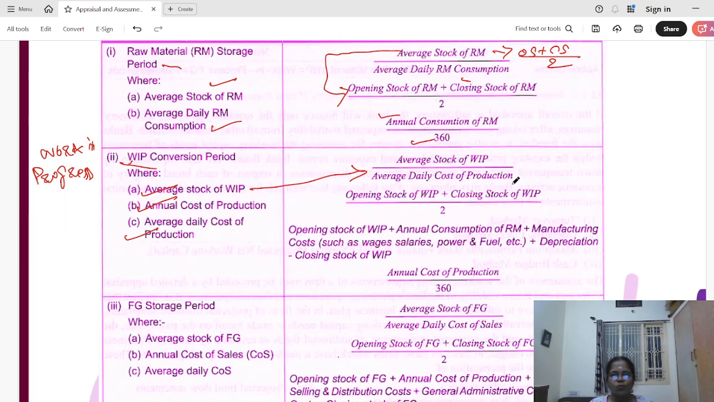Daily, how much cost is involved in producing the goods. Average stock of work in progress we already discussed. This is the formula for the average stock of work in progress: opening stock of work in progress plus closing stock of work in progress divided by 2. Average is nothing but the opening stock of work in progress plus closing stock of work in progress divided by 2.